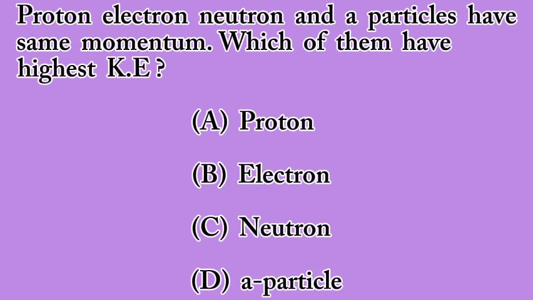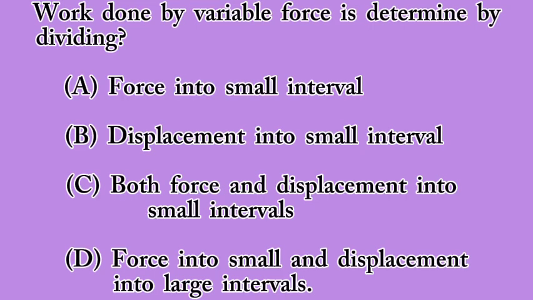Proton, electron, neutron, and alpha particles have the same momentum. Which of them has the highest kinetic energy? A. Proton, B. Electron, C. Neutron, D. Alpha particle. Work done by variable force is determined by dividing: A. Force into small intervals, B. Displacement into small intervals, C. Both force and displacement into small intervals, D. Force into small and displacement into large intervals.